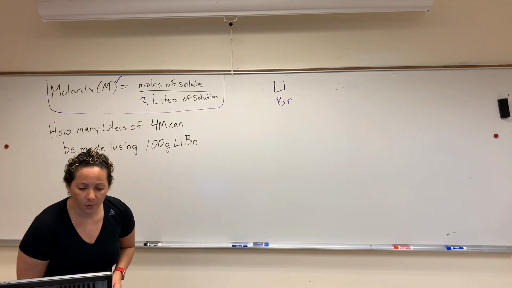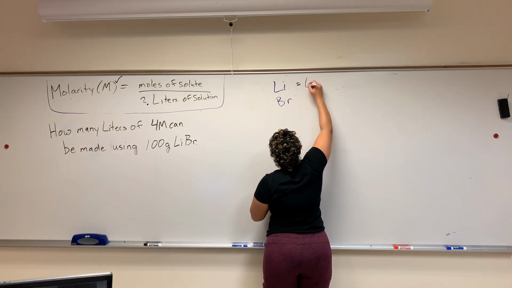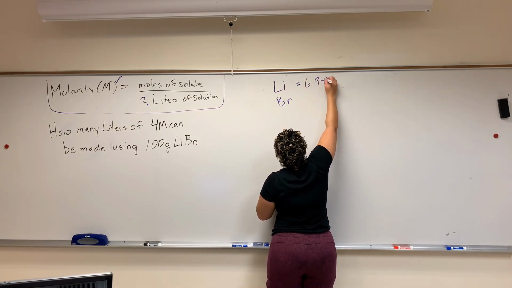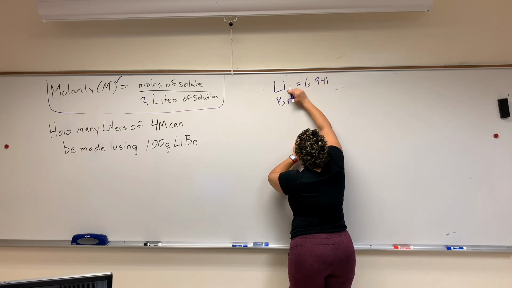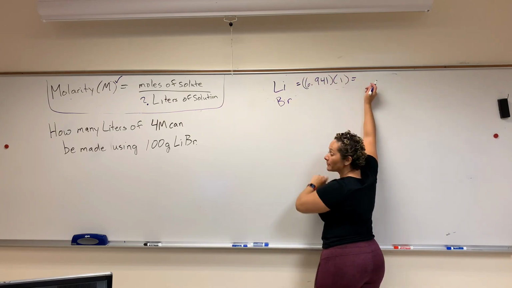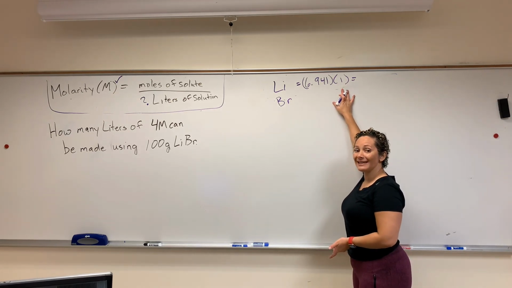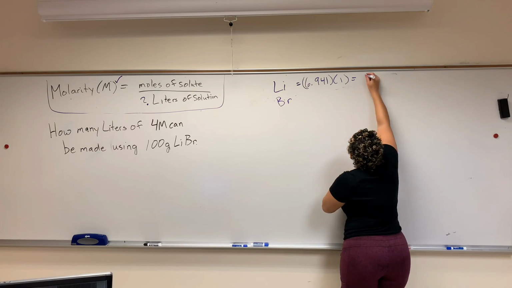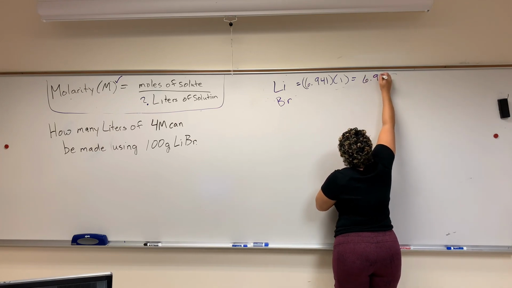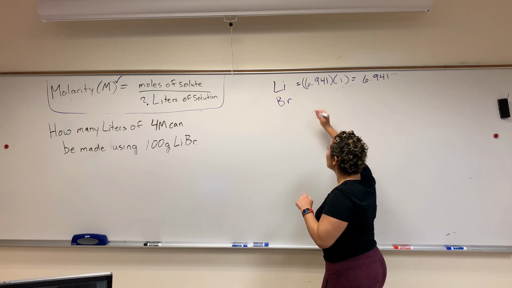Lithium, 6.941. And there's only one atom. Yes, this is redundant, but I'm showing it so you always know to times it by how many atoms there are, okay? So 6.941. If you're past that step, that's fine, go past it.